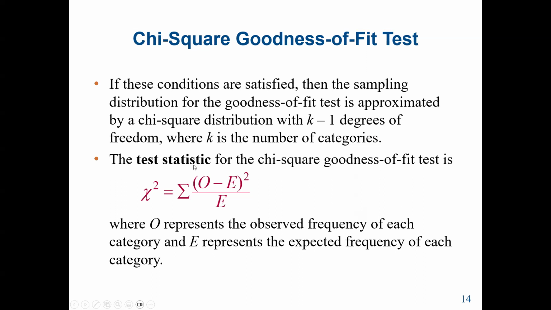Now, the test statistic formula is the sum of the difference of the observed frequency and expected frequency, for each category, all squared, divided by the expected frequency. So again, O represents the observed frequency of each category, and E represents the expected frequency of each category. So now, if we know the degrees of freedom and we can find the test statistic, then we're almost done. And here we say the test statistic is always a right tail test.